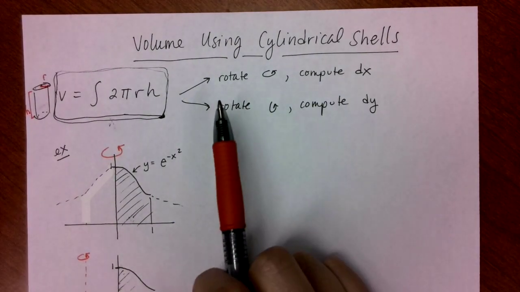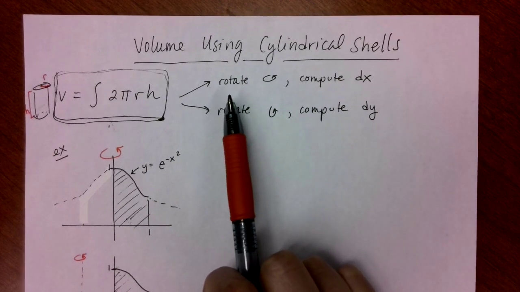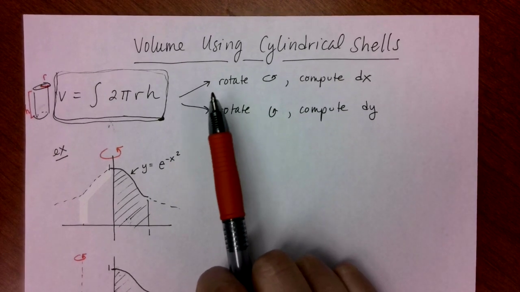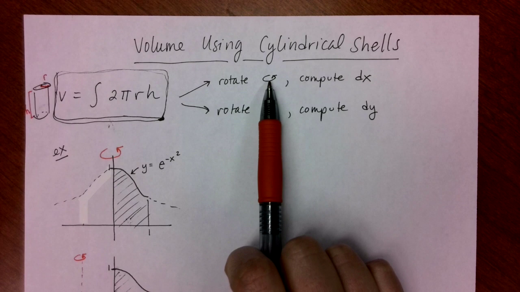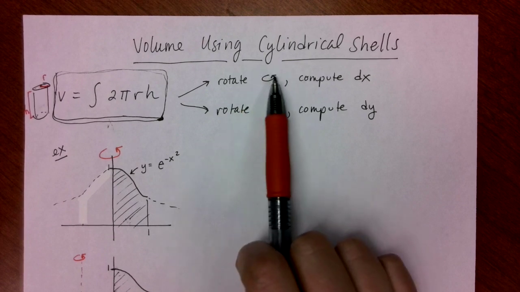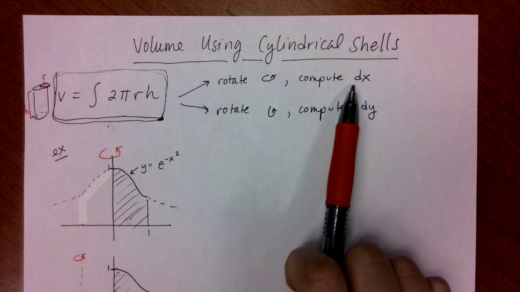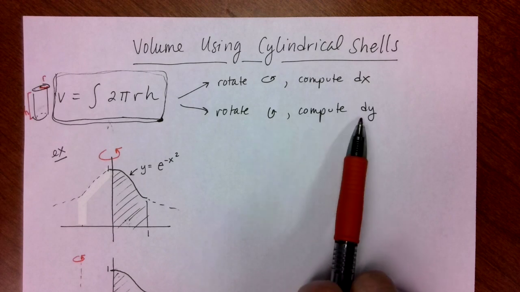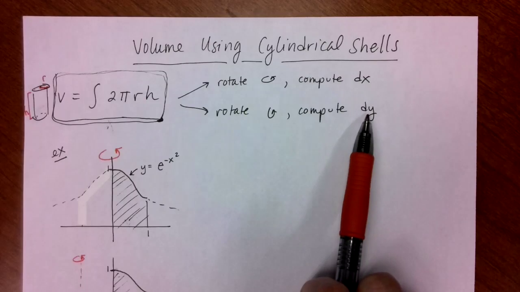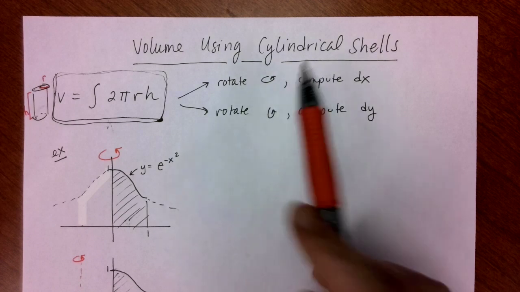Now, we have some extra information here that starts to make things a little more intimidating. For this method, if you're rotating about either the y-axis or some other vertical line, you're going to compute with respect to x. And if you rotate the other way, about the x-axis or some other horizontal line, you'll compute with respect to y. This is exactly the opposite of what we would say if we were using the disk and washer method.